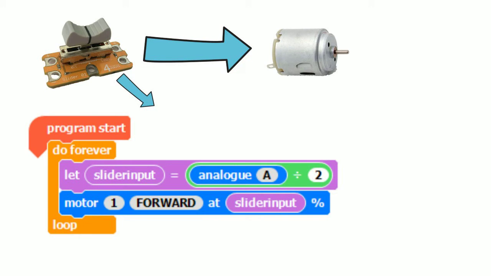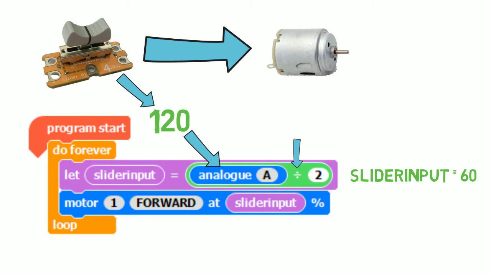Say the slider is set to 120 out of a possible 0 to 204. Our maths divides it by 2 to make it 60, whilst assigning it to the variable slider input. The motor then uses that value to go forward at 60% power.